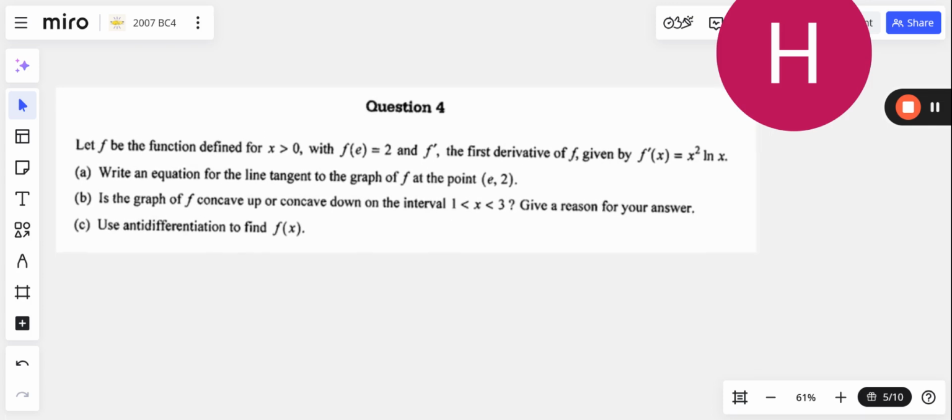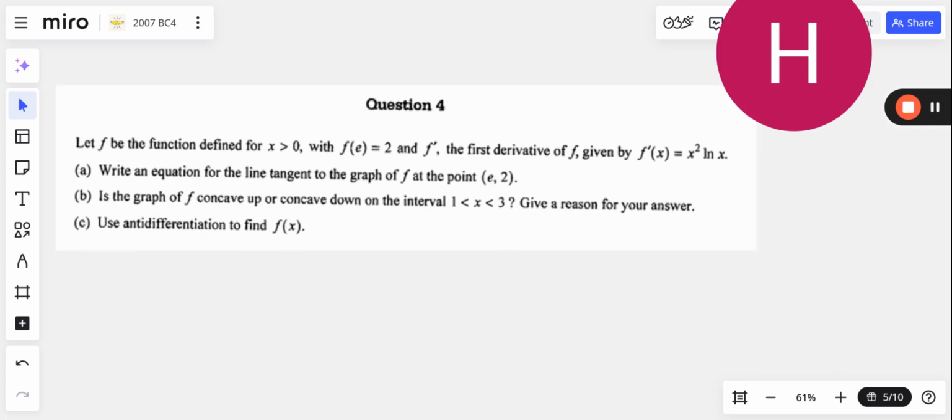So today we have a problem from the 2007 Calculus BC exam. Part C requires a technique that you learn in BC called integration by parts. So AB students, if you're tuned in, you can do parts A and B, but part C would be very difficult unless you have this technique down from Calc 2.